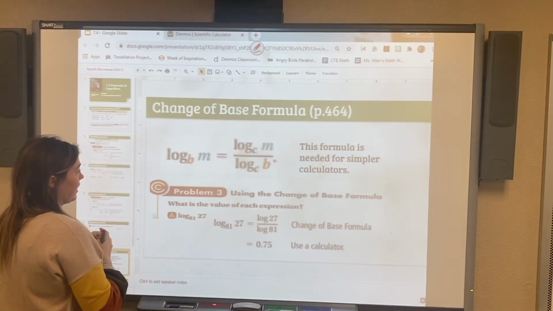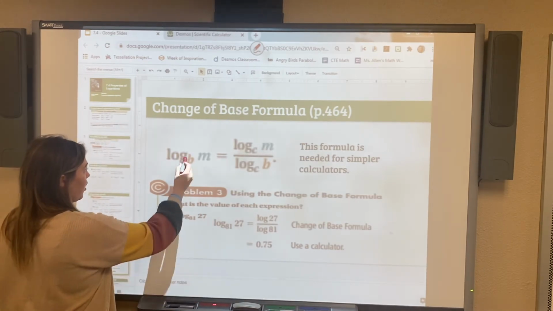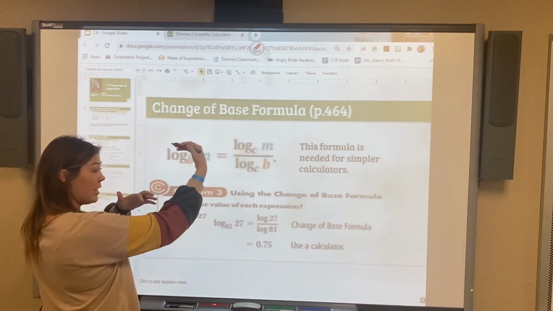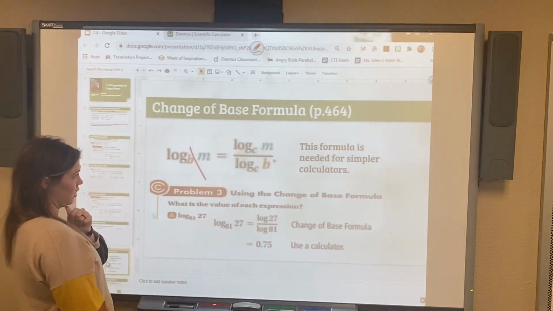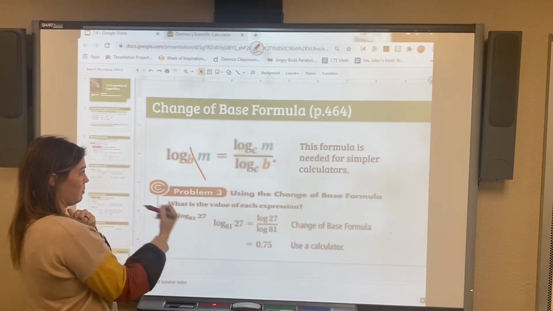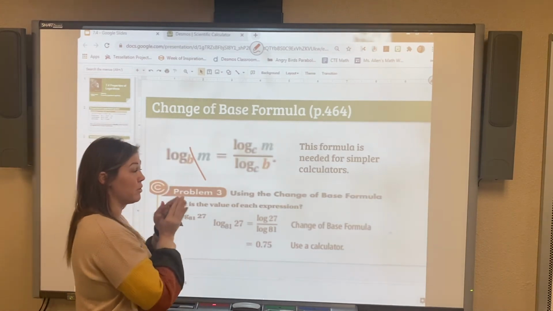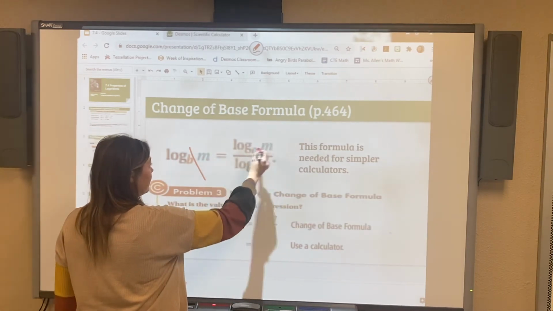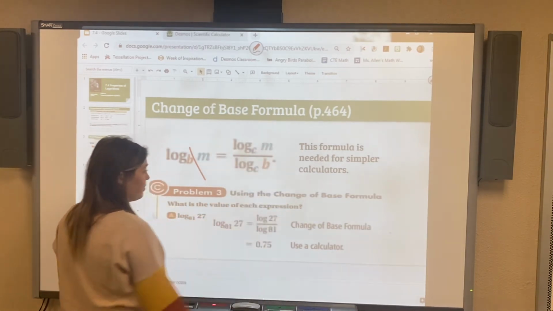So all we're doing is, if you think about it, your log base b of m, your m is kind of above b, so think about that like a fraction. Your m is on top and your b is on bottom, and you literally just put this into your calculator as a fraction. Log of whatever m is divided by log of whatever b is.